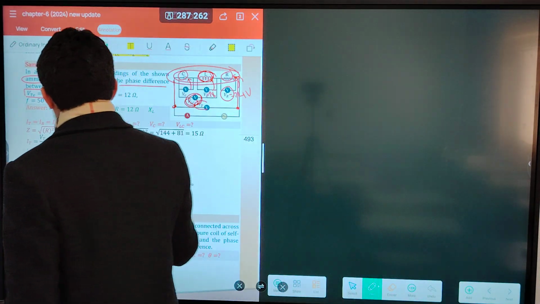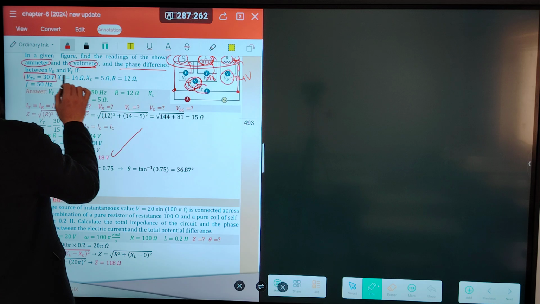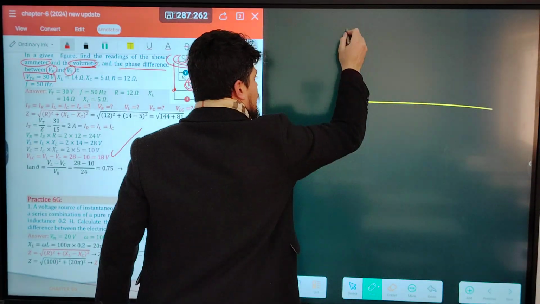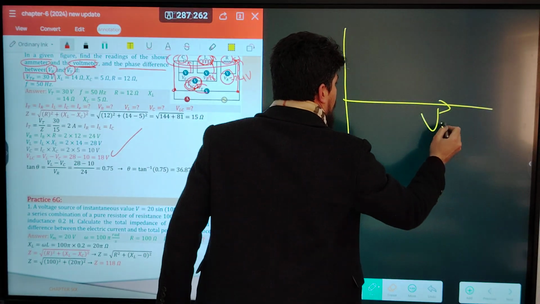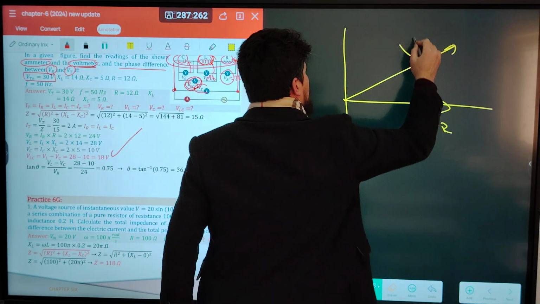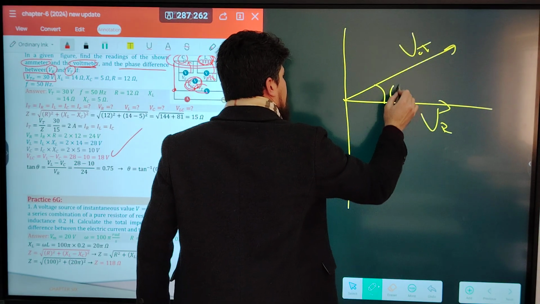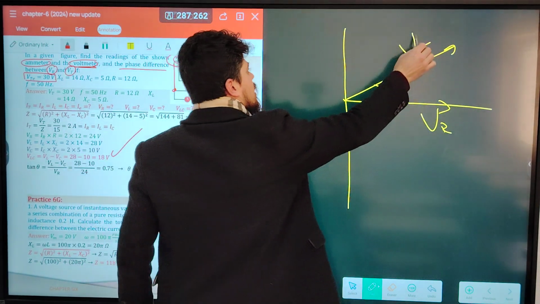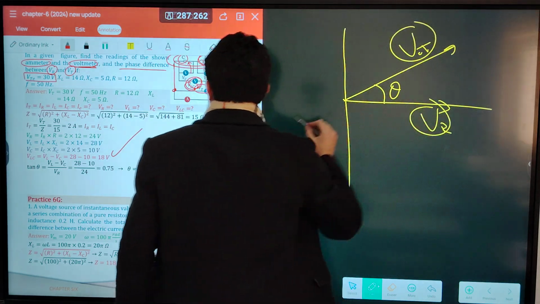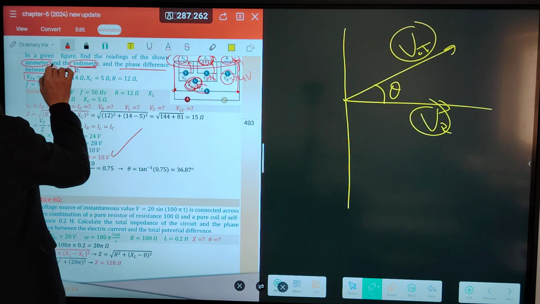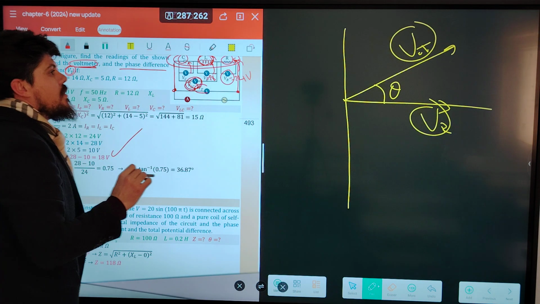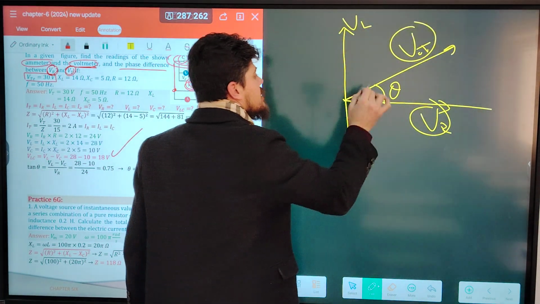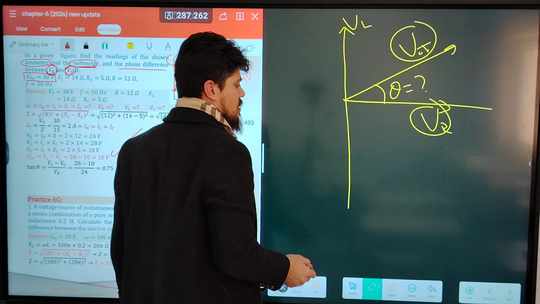Guys, the last unknown, potential phase difference, between what? VR and V total. Guys, if you remember, what is this? VR. And this one, V total. This question asks us to find this angle. Angle between what? V total and VR. Phase difference between what? VR, V total. How about if the question says angle between VT and VL? We have to use another equation. But in this case, this angle is unknown.